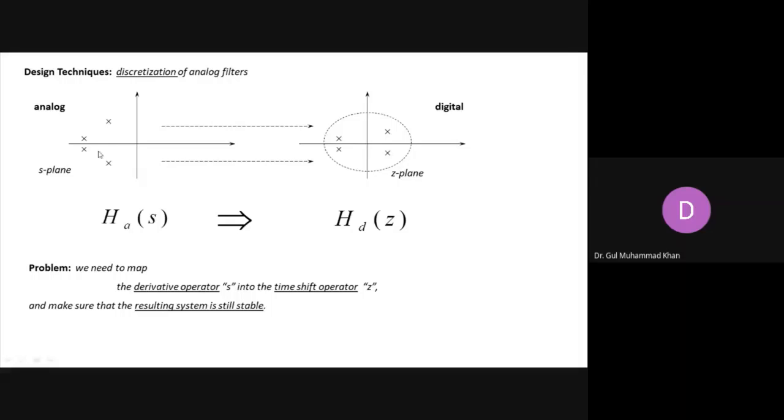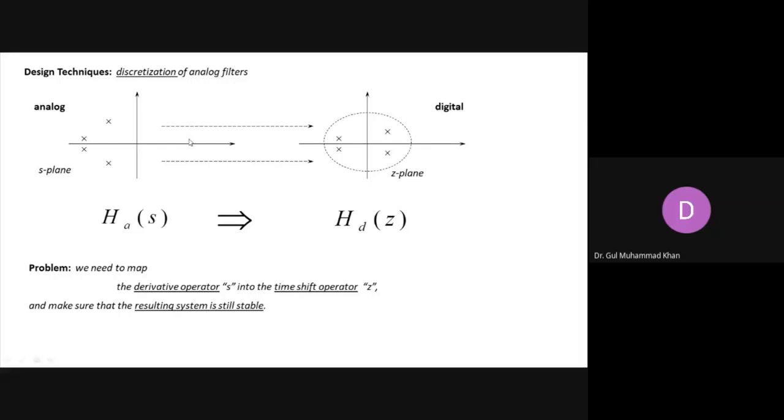But you have to make sure that when it's shifted from analog to digital, the system is still stable. If you remember, when you take the Laplace transform of a system and all the poles are in the left half plane only, then the system is stable. Otherwise, the system is not regarded as stable. In the case of digital filters, you have to make sure that all the poles are inside the unit circle. If they are not inside the unit circle, we can't regard them as a stable system. So stability is the important parameter.